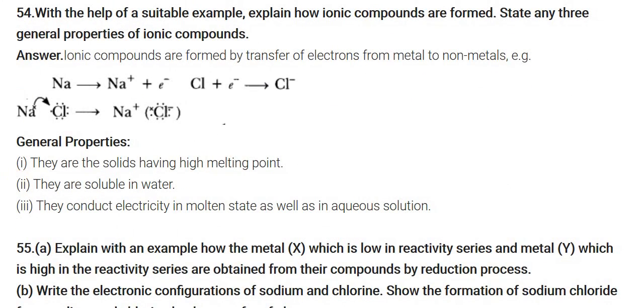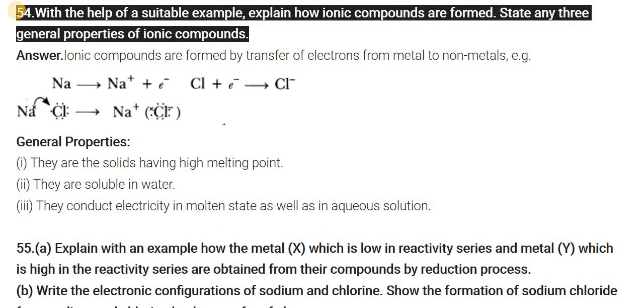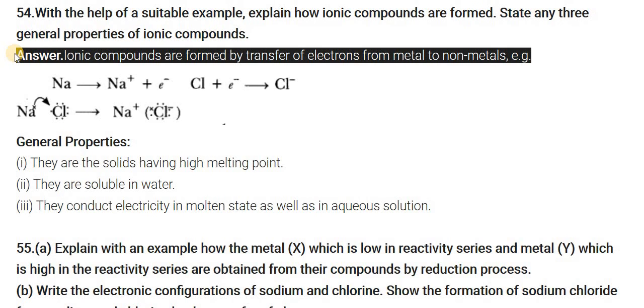Next question, question number 54. With the help of a suitable example, explain how ionic compounds are formed. State any 3 general properties of ionic compounds. Ionic compounds are formed by the transfer of electrons from a metal to a non-metal, and the compound that is formed is known as an ionic compound.